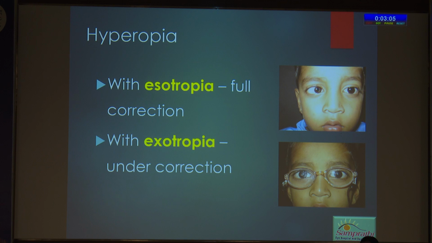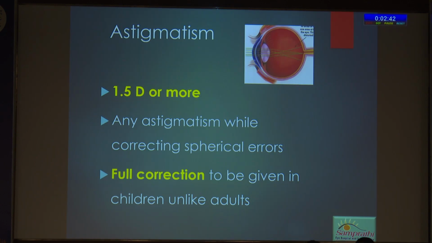But please remember here, just because exotropia is there and hypermetropia is there, doesn't mean that you should not give glasses. It should be given, and you have to ensure that the visual acuity is optimal. Only then will the exotropia get better. So just because exotropia is there, we should not skip correcting hypermetropia, but we always undercorrect the hypermetropia.